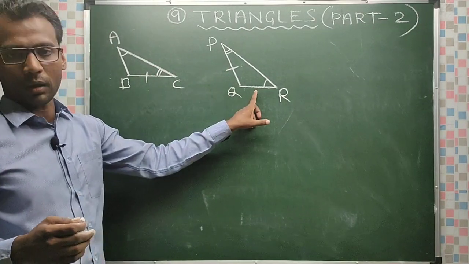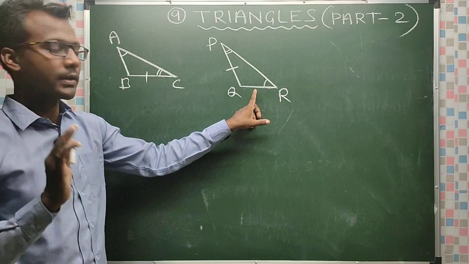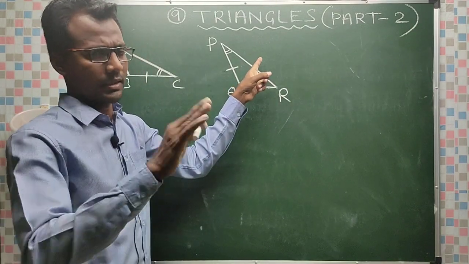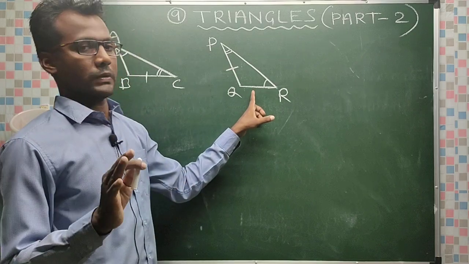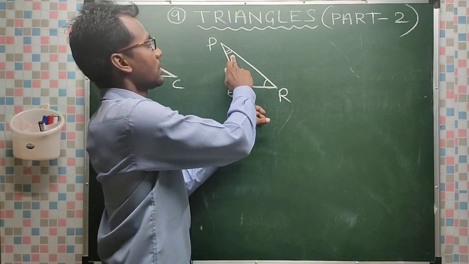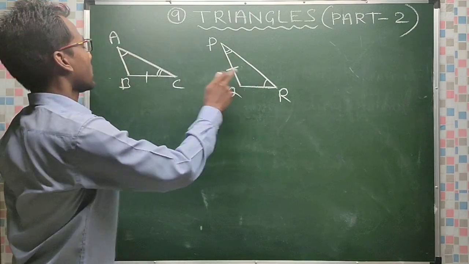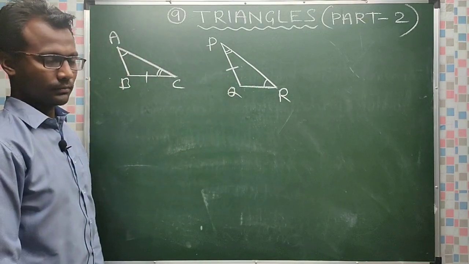Here I cannot take QR. Also I cannot take PR. If I take PR, it will be ASA. I cannot take QR also because it is opposite to P, which is not equal to A. So A is equal to R, then BC is equal to PQ.